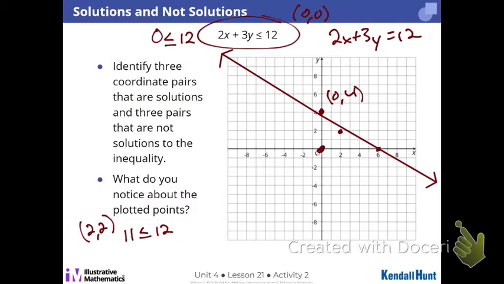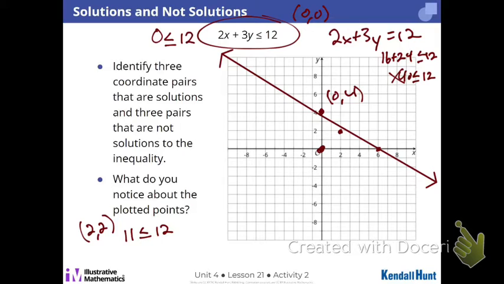Someone pick a point from over here for me to try out. Not too crazy of numbers though. Let's try one from over there. Ivy? (8, 8). Okay, let's try out (8, 8). That'd give me 16 plus 24, which is 40, is less than or equal to 12. Is that true? No, so (8, 8) doesn't work. I'll put an X up there.